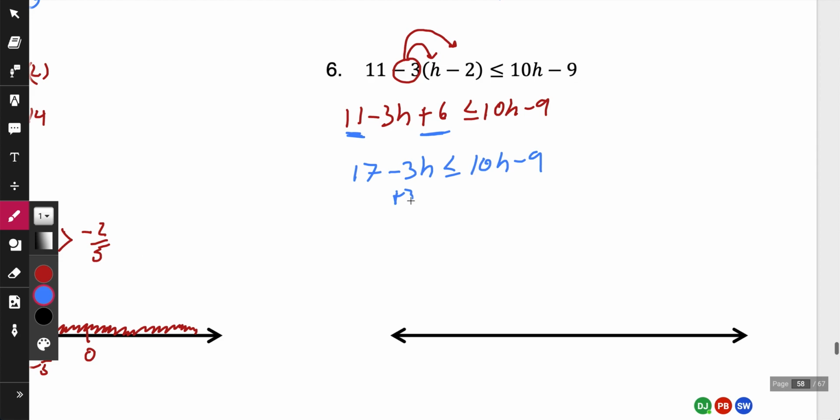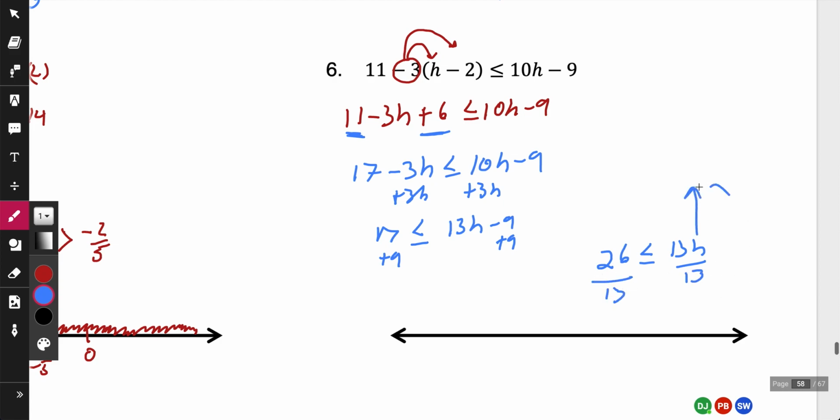From there, what I want to do is add 3h, and this will give me 17 is less than or equal to 13h minus 9. Last step is I'm going to add 9 on both sides. This would give me 26 is less than or equal to 13h. And finally, once I divide both sides by 13, I will have 2 is less than or equal to h. So remember, we always read from the variable. h is greater than or equal to 2. You could also write it as h is greater than or equal to 2, if that's how you like reading it. Remember, if you do the arrow method and you like shading the direction the inequality is pointing, the variable must be on the left-hand side.